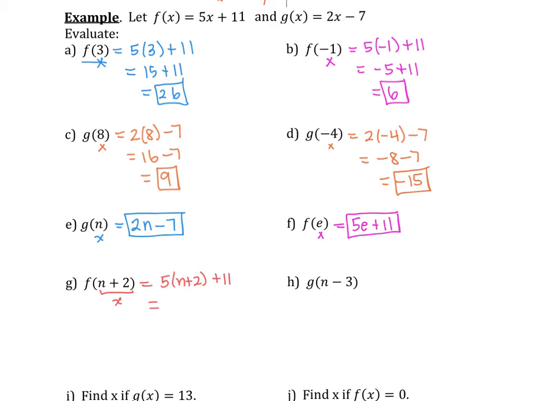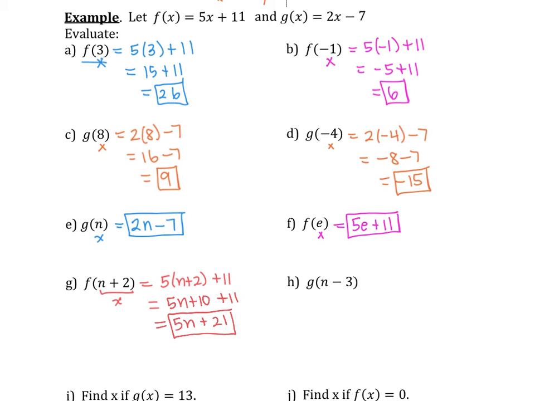I put it in parentheses because the n plus 2 has to stay together. I can simplify this, so I'm going to go ahead and simplify. I can distribute, so 5 times n is 5n, 5 times 2 is 10. So 5n plus 10, let me bring down the plus 11. 10 plus 11 is 21. So f of n plus 2 is actually 5n plus 21.